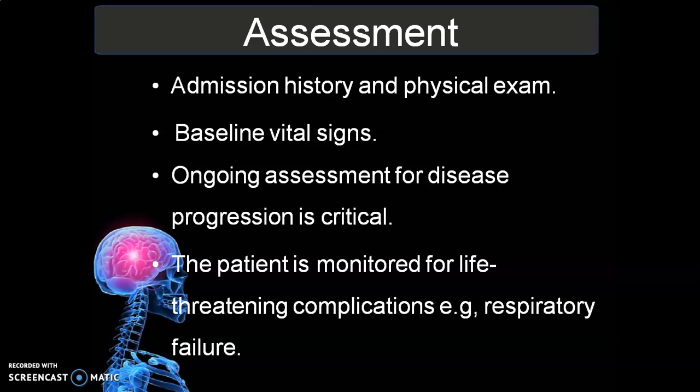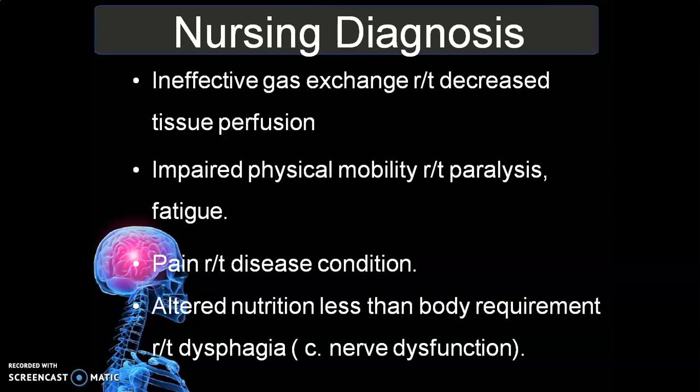The patient is monitored for life threatening complications, for example respiratory failure. Nursing diagnoses include impaired gas exchange related to decreased tissue perfusion, impaired physical mobility related to paralysis and fatigue, pain related to the disease condition, or altered nutrition status less than body requirement related to dysphagia.